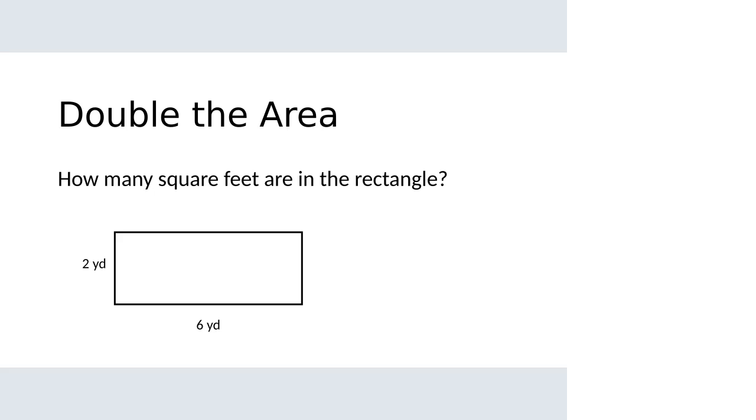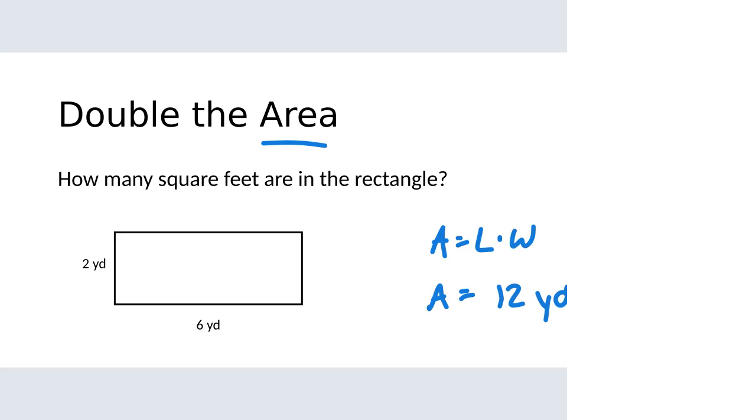All right. First topic we're going to talk about today is doubling the area of something. And as a lead into that, the first thing I want to mention is how many square feet are in this rectangle. At first glance, you go, well, that's just the area of this rectangle. I know the area of a rectangle is length times width, so I'll just multiply 6 yards times 2 yards. So the area of this would be 12 square yards.